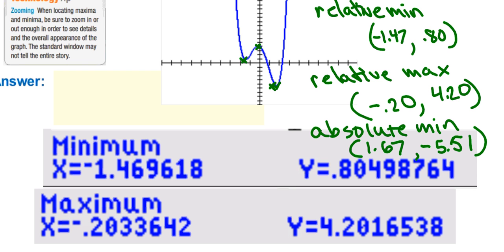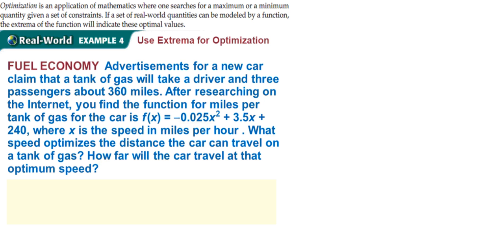I have another one for you to do with your calculator, and this time I'll just ask that you try to find that, and I'll give you a few moments to do that, and then we'll move on. This is optimization, an application of mathematics where one searches for a maximum or a minimum quantity given a set of constraints. And this is a very straightforward optimization problem because we only have one function that we're looking at.